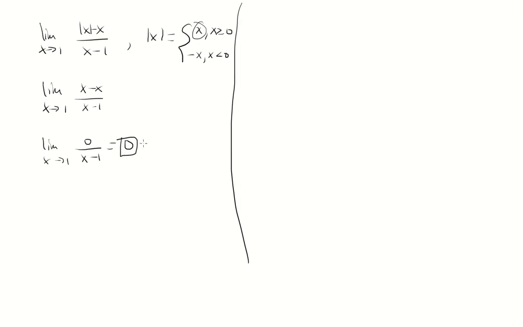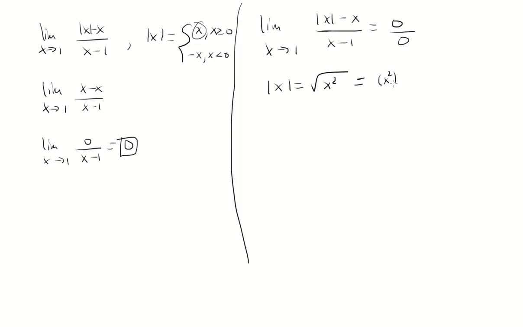Now another way to do this is by using L'Hopital's rule. So you plug in x equals 1 from the beginning and get 0 over 0. So you want to take the derivative of the top and the bottom. But now the problem is, how do you take the derivative of absolute value of x? Well, the absolute value of x is the square root of x squared, which is x squared to the 1/2 power. So we're going to substitute that in for the absolute value of x.